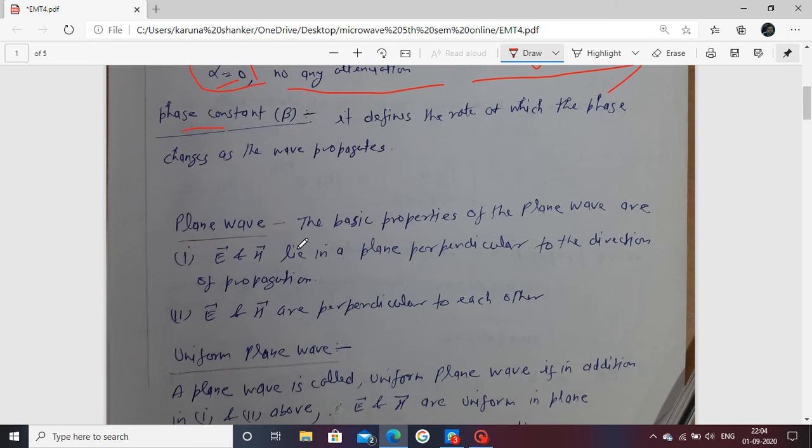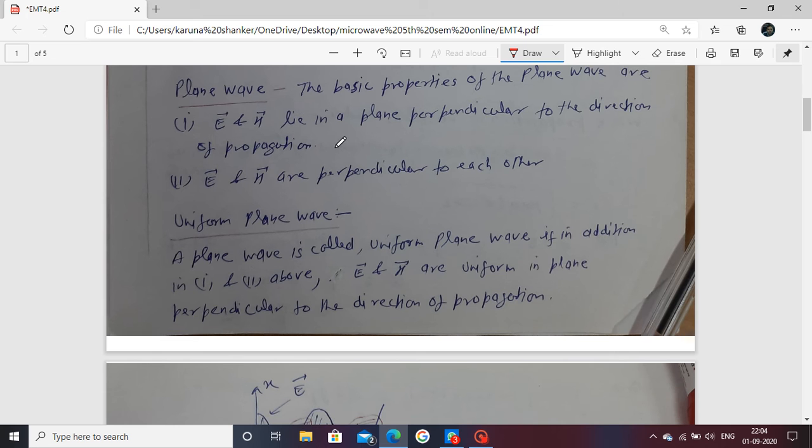Next we move to the plane wave. What is the property? The electric field E and magnetic field H lie in a plane perpendicular to the direction of propagation. Suppose the wave is traveling in this direction, then the electric field and magnetic field are perpendicular to the direction of propagation.